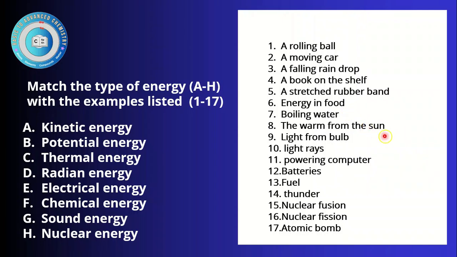The warmth from the sun. This is heat energy. Light from a bulb. Light rays. Both have radiant energy. Powering a computer. This is electrical energy. Batteries. In batteries, we have chemical compounds. So in chemical compounds, there is chemical energy. Fuel, also chemical energy. Thunder, this is sound energy. Nuclear fission, atomic bomb, all have nuclear energy.